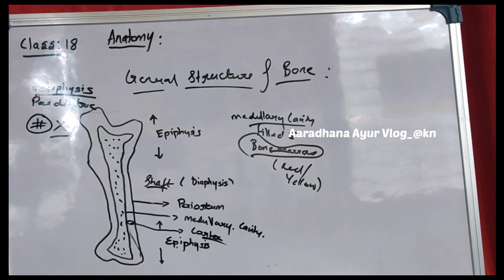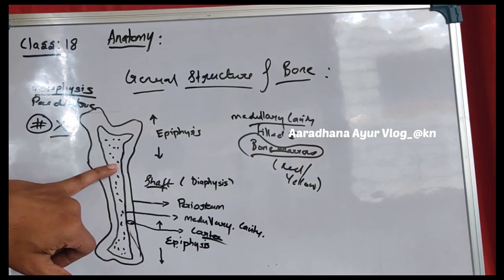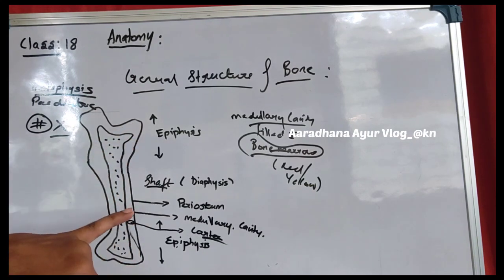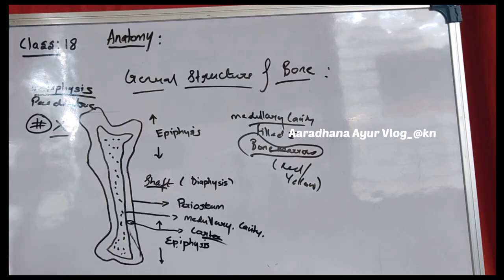It will be there in the pediatric cases. And the space between this medullary cavity and the outer layer, the periosteum, is called the cortex. So this was some of the structure of the bone. Let's discuss what the periosteum is and the two layers of the periosteum.